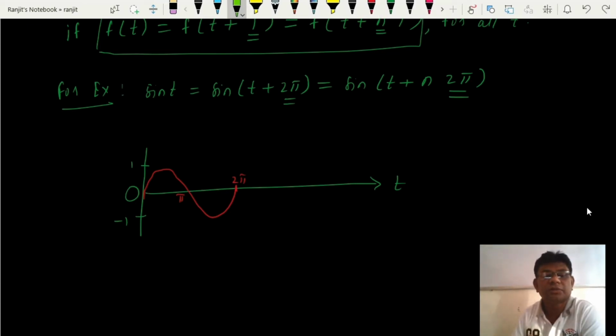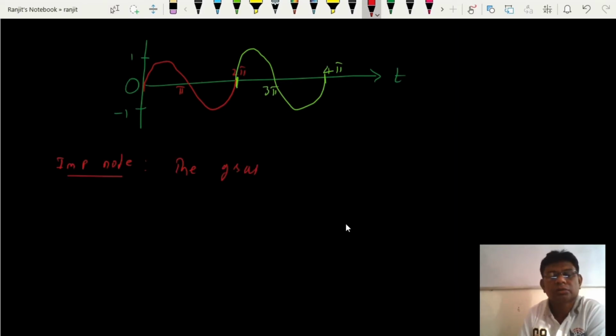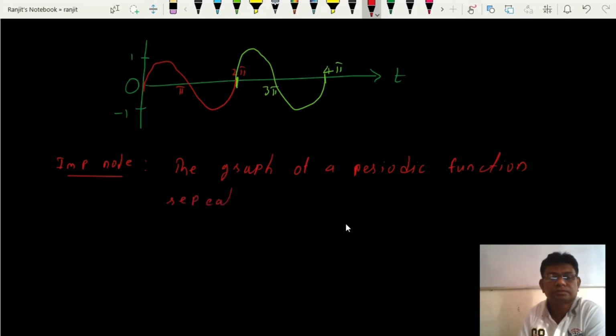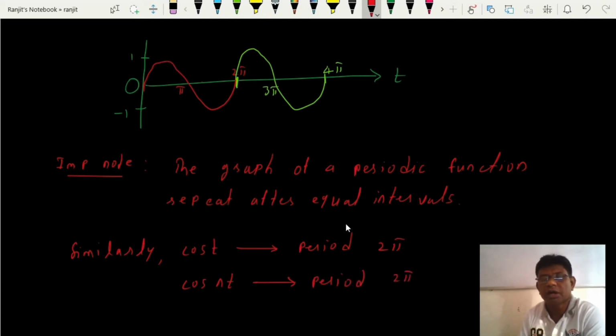Now this graph repeats after equal intervals: π, 2π, 3π, 4π, and again this interval is 2π. So therefore the graph of a periodic function repeats after equal intervals. Important note: the graph of a periodic function repeats after equal intervals. Similarly, cos t is a periodic function with period 2π, and cos nt is a periodic function with period 2π upon n.